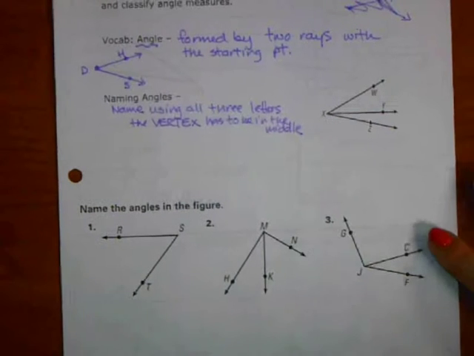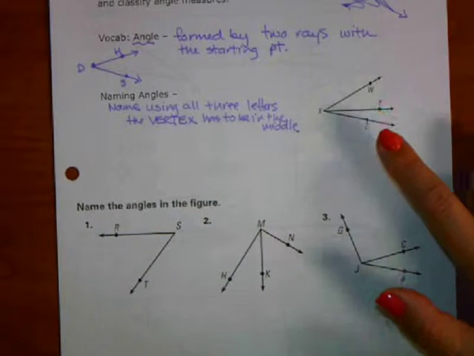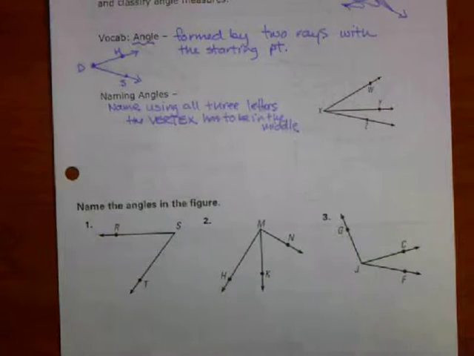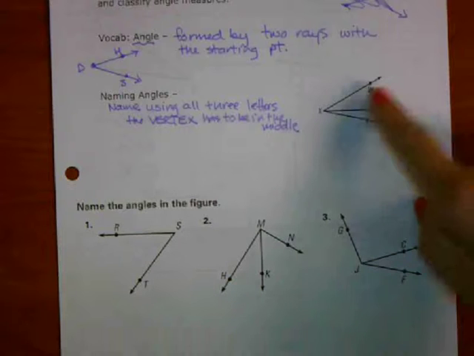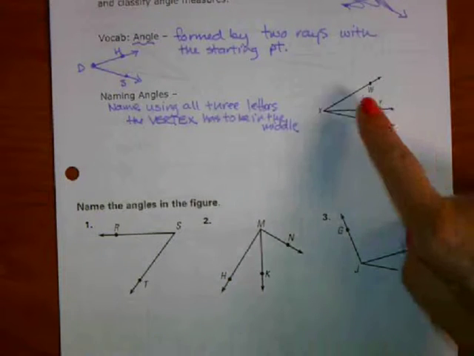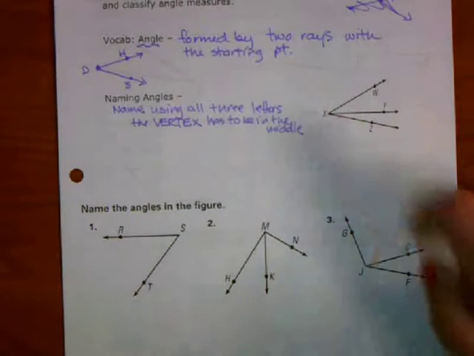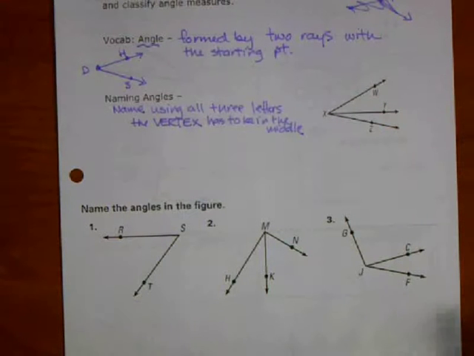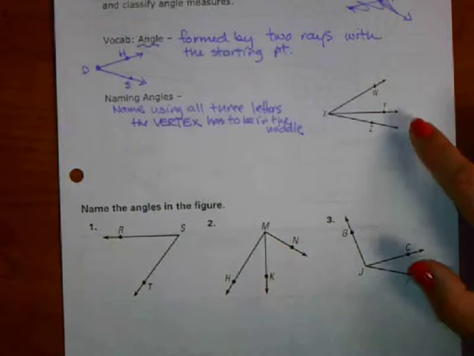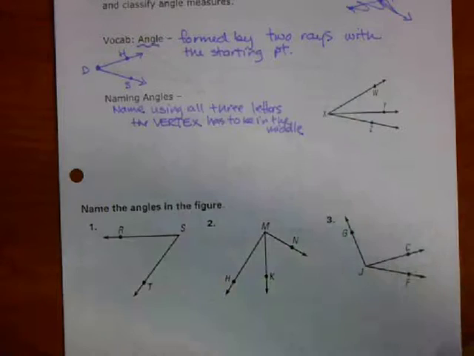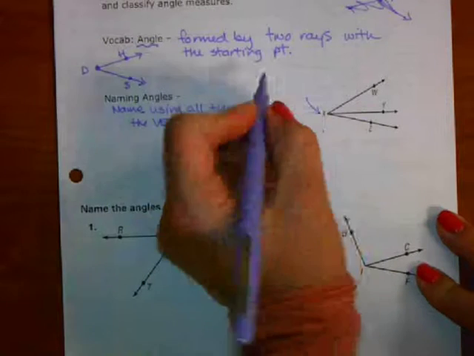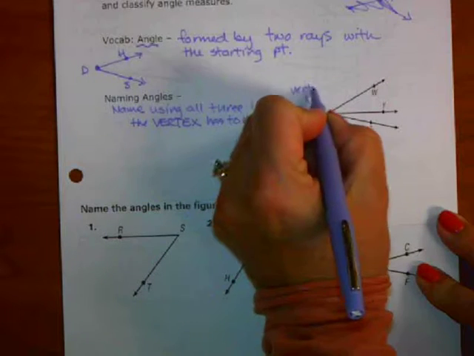So does anybody know in this picture where the vertex is? What do you think, Kyle? Where's the vertex in this picture? Just guess. The middle? What letter is that? Y? No, not quite. The vertex, right here, is the vertex. It's like a point.